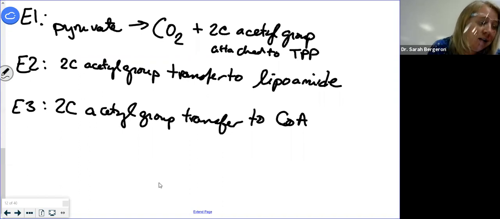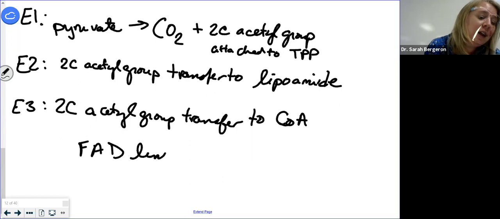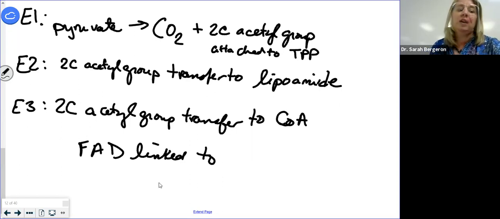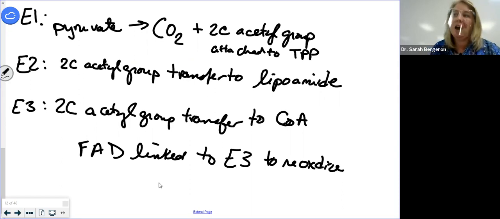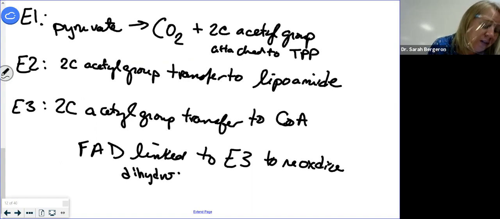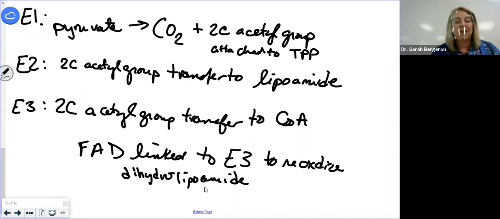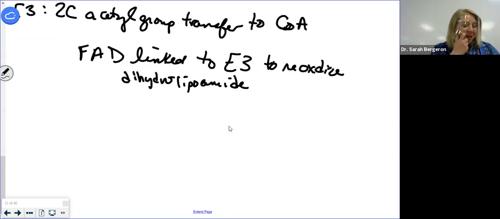So you could say like FAD is linked to which one of these? It's linked to E3 to reoxidize, right? That's its job. The dihydrolipoamide. I kind of like science names because if you can spell just the little pieces, you can put it all together. Okay, so that's FAD. What about NADH plus, right?